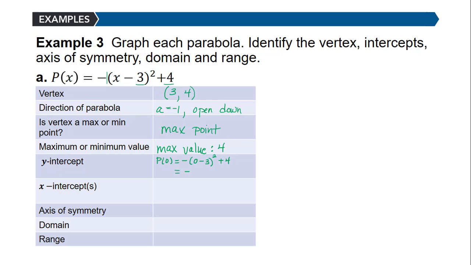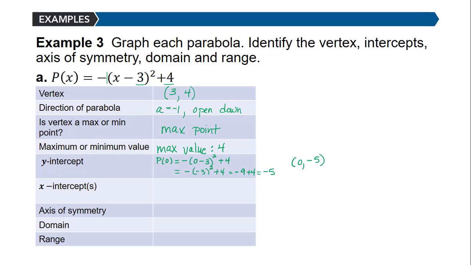So we have the opposite of (0 minus 3)² plus 4. We simplify in parentheses to get the opposite of 9 plus 4, which is negative 5. So the y-intercept is the ordered pair (0, -5). Then we need to find the x-intercepts.